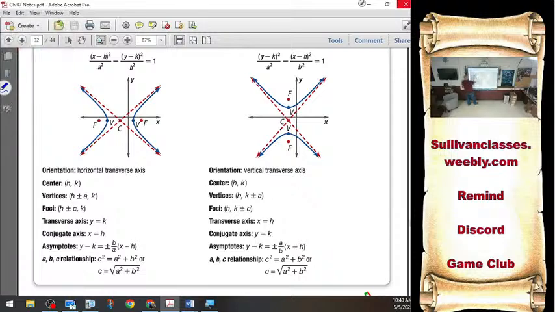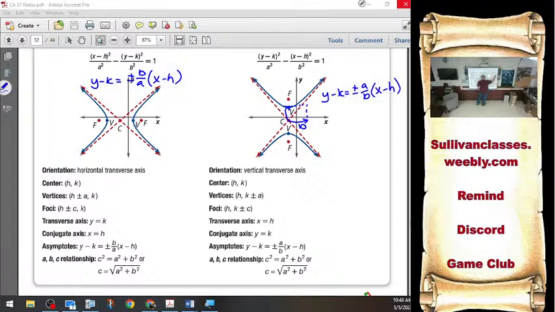This one is written as y minus k is plus or minus b over a times x minus h. But look in this one. I go up a, I go over b. The slope of this one is instead a over b. Y minus k is plus or minus a over b times x minus h.